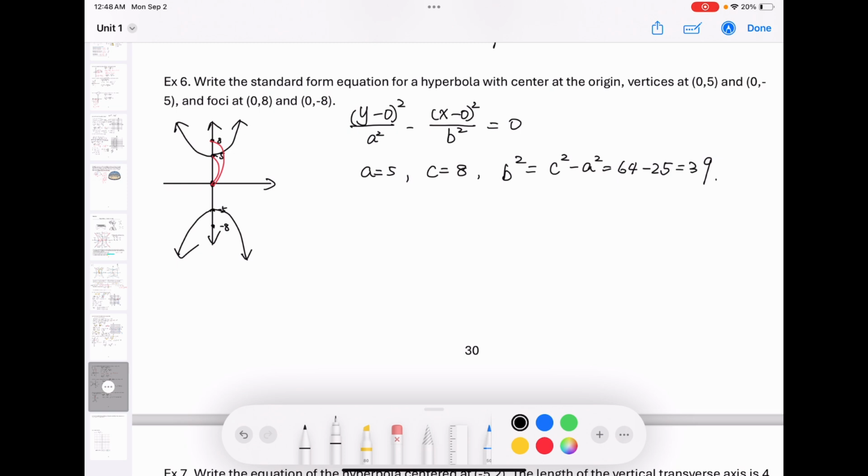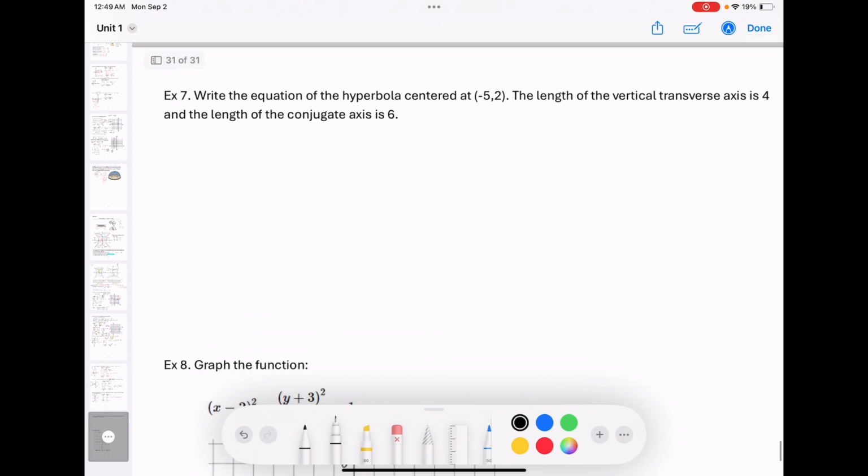Okay, let's move on. We can find a squared, and we have b squared. We have the center 0, 0. So we plug them into the formula: y squared over 25 minus, so 25 is a squared, minus x squared over 39 is equal to 1. So we're done. Okay, let's see the next example.